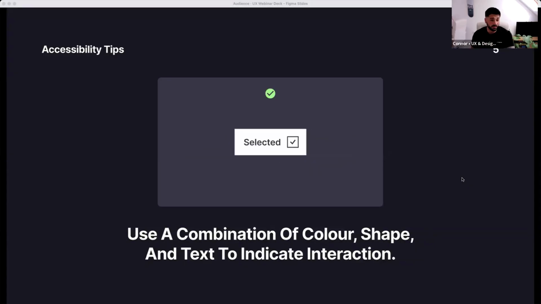Use a combination of color, shape, and text to indicate interactions. We've all seen it when you hover over a button and you click a button, and it may just be a simple color change or something like that. But for some people, that simply isn't enough to actually show them that the button's been clicked or interacted with. Consider a change of text, such as selected, or an arrow or tick, or a change of shape to indicate that that interaction's actually occurred.